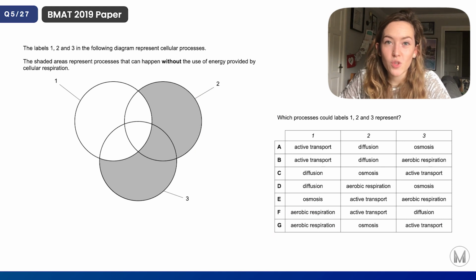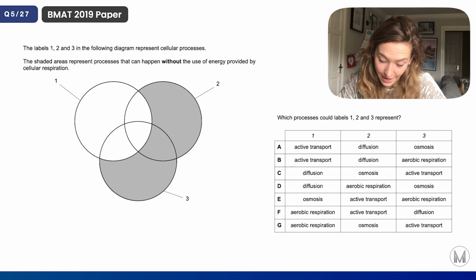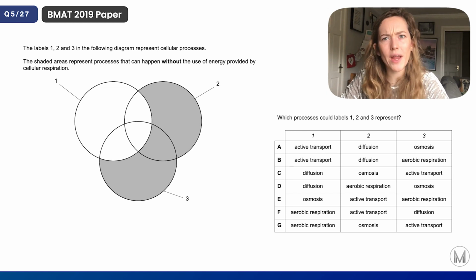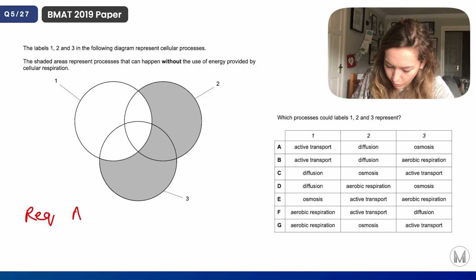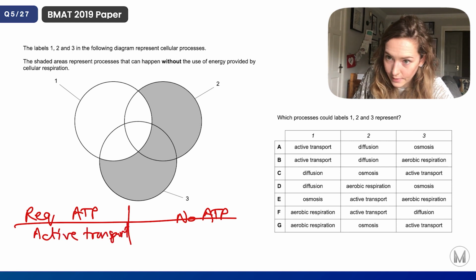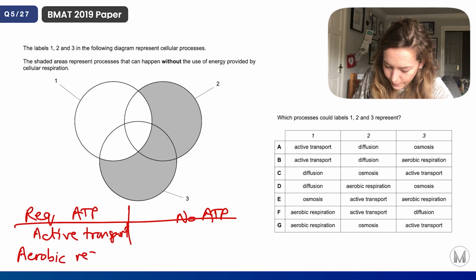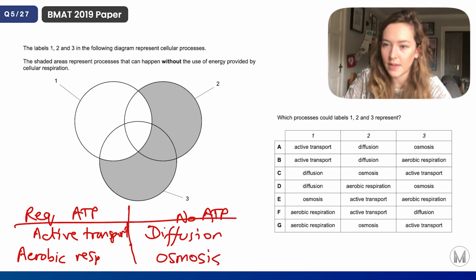Question 5. So this question tells us that the shaded areas are for processes that do not require energy. So they don't require ATP. So I'm going to quickly summarise what I know about what requires ATP and what doesn't. So I know that requires ATP or does not, or maybe I'll just put no ATP. From what I've learnt so far, of course, active transport and aerobic respiration require ATP. No ATP, we've got diffusion and osmosis. So that's going to help us summarising there.